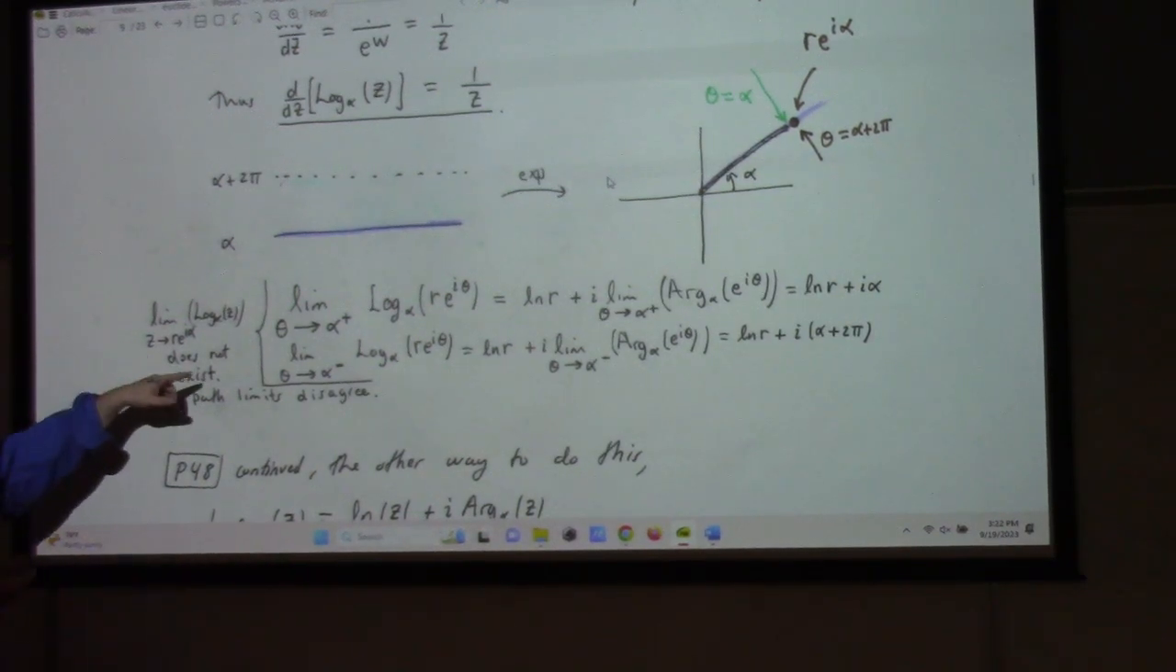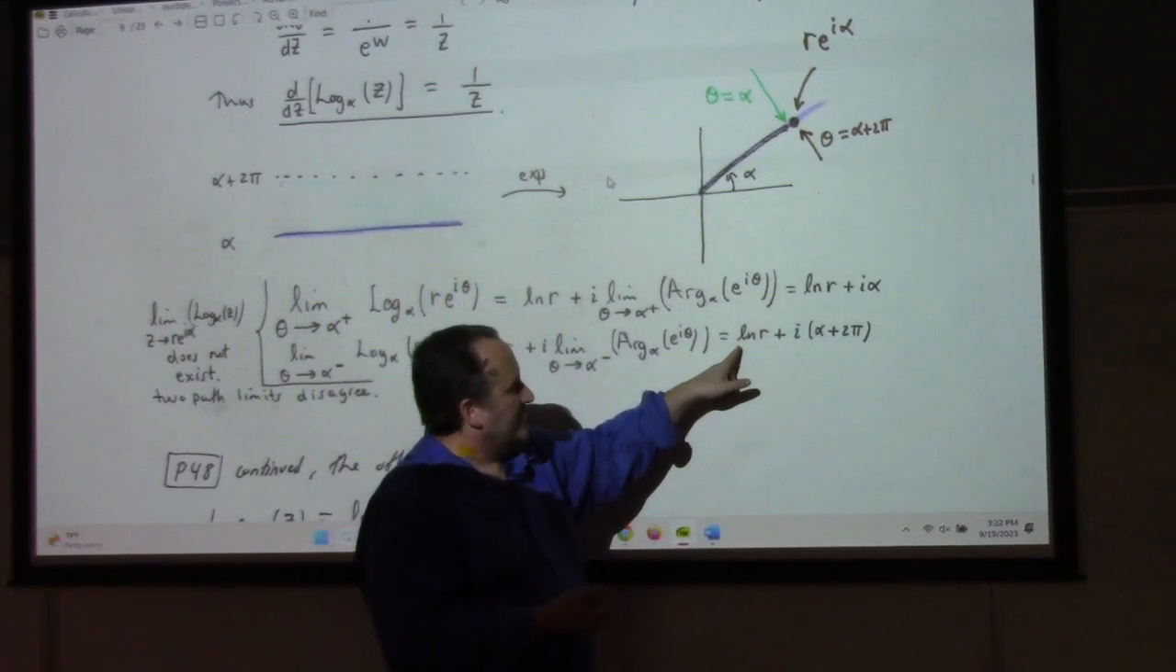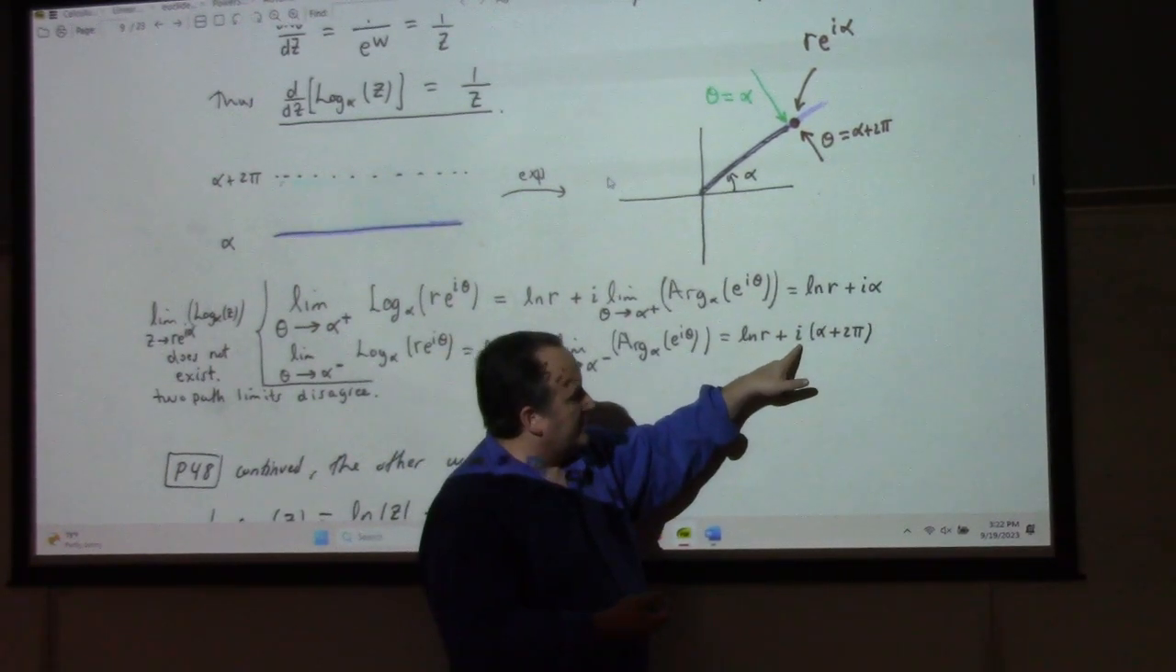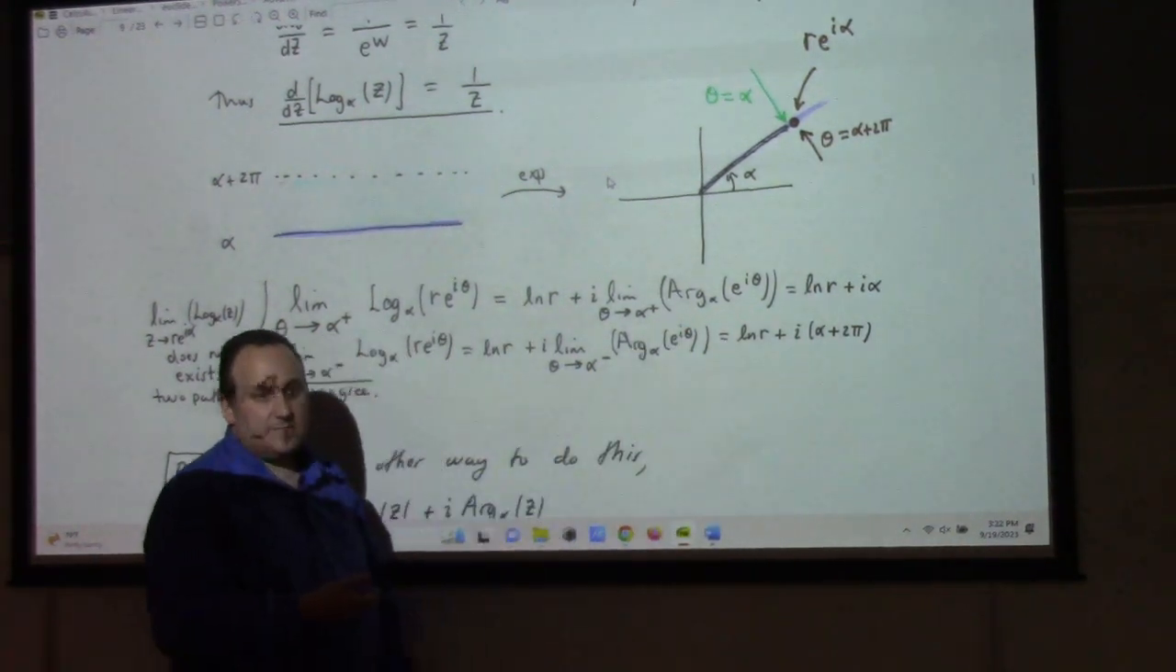As I explained, this path limit gives me natural log of r plus i alpha, and this one gives me natural log of r plus i alpha plus 2 pi. We can't have both of those, right?